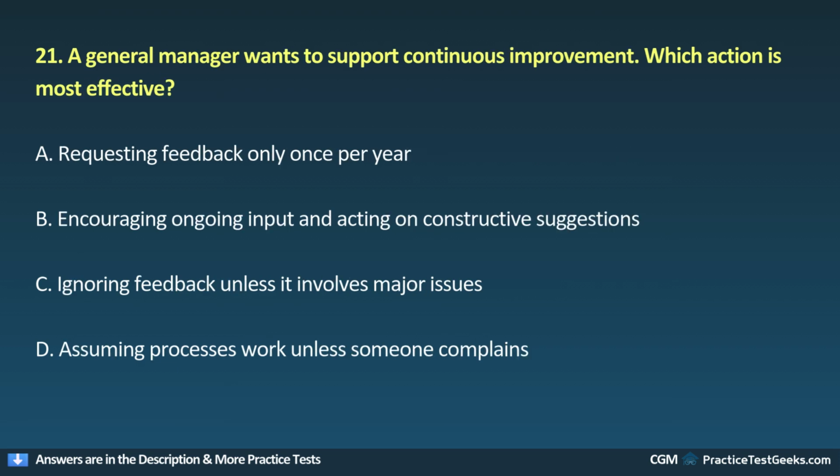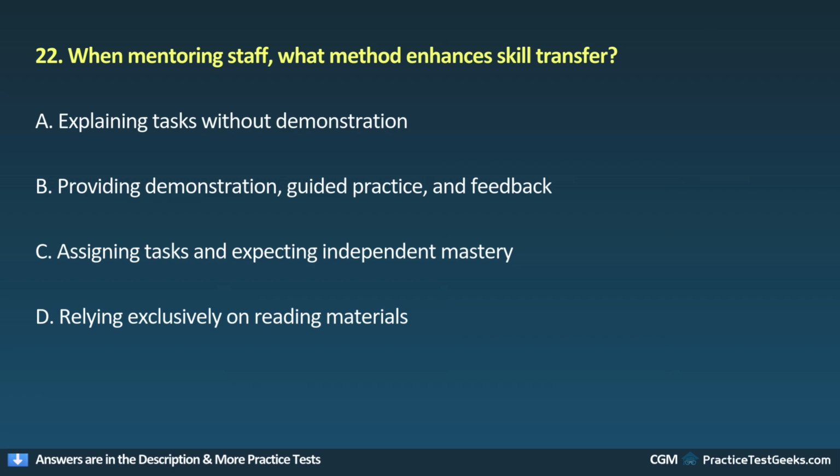21. A general manager wants to support continuous improvement. Which action is most effective? A. Requesting feedback only once per year. B. Encouraging ongoing input and acting on constructive suggestions. C. Ignoring feedback unless it involves major issues. D. Assuming processes work unless someone complains.